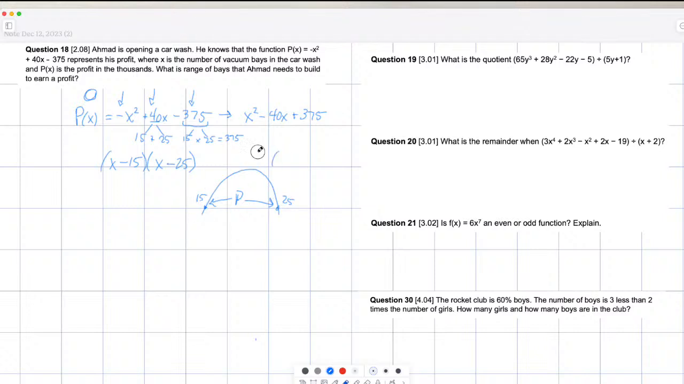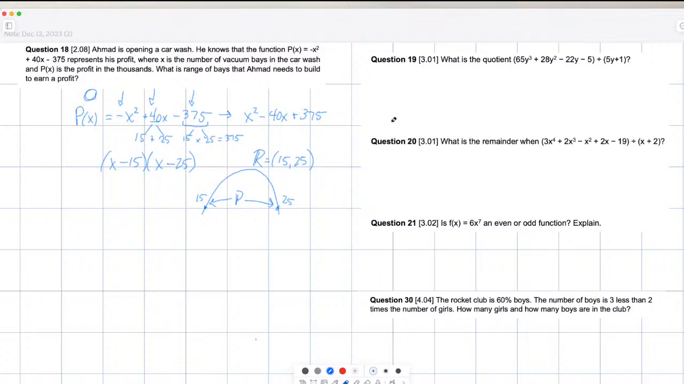So the range would be 15 to 25 and not including either of them. Okay, there we go. Number 19.